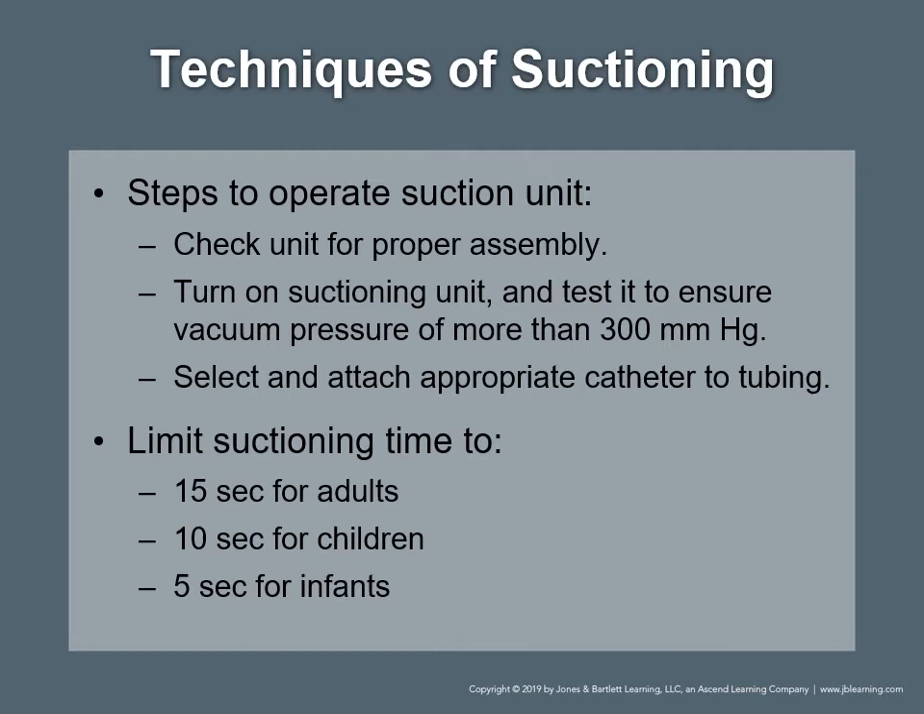Techniques of suctioning. Inspect your suctioning equipment regularly. Follow these steps to operate the suction unit. Check the unit for proper assembly of all of its parts. Turn on the suctioning unit and test it to ensure a vacuum pressure of more than 300 millimeters of mercury. Select and attach the appropriate catheter to the tubing.